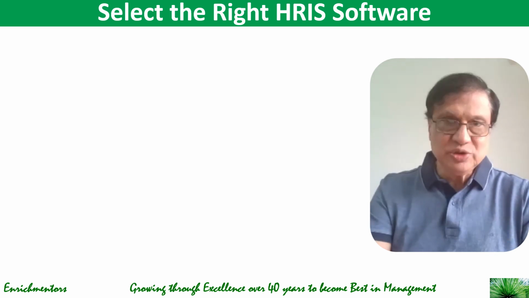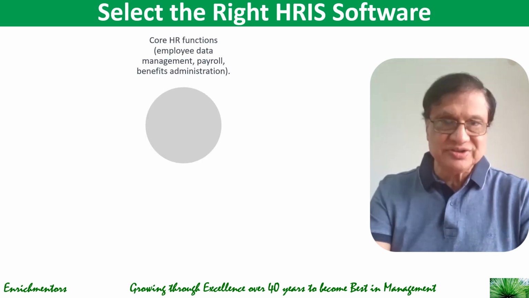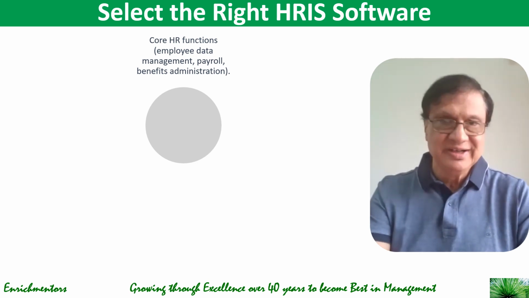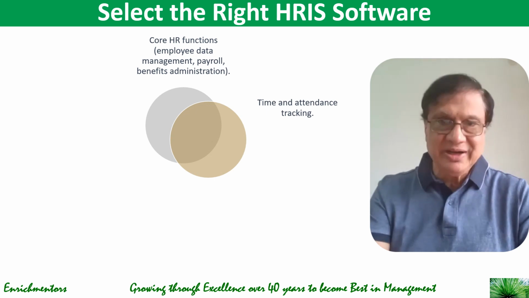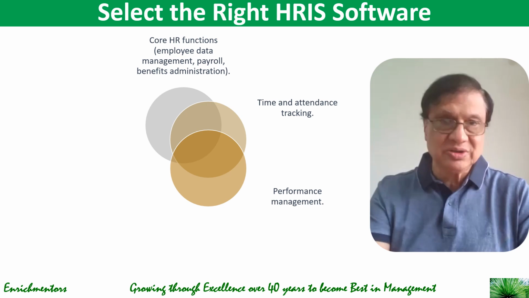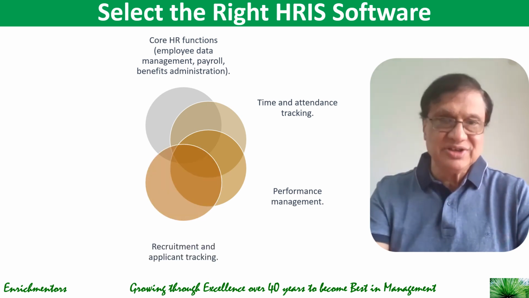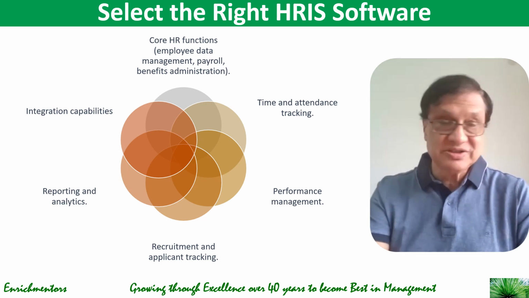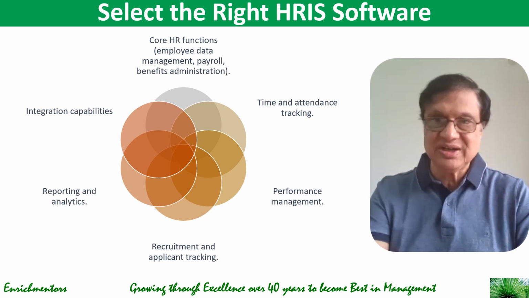First is it should have the core HR functions: employment data management, payroll, benefits administration, etc., etc. Then what you need to have is time and attendance tracking. Also, it needs to have performance management, as we saw in the course. Recruitment and application tracking is another feature that you need in HRIS, and reporting and analytics, obviously, and integration capabilities with the rest of the systems that you have in the company. So based on those features as an illustrative list, you should select the right HRIS software.